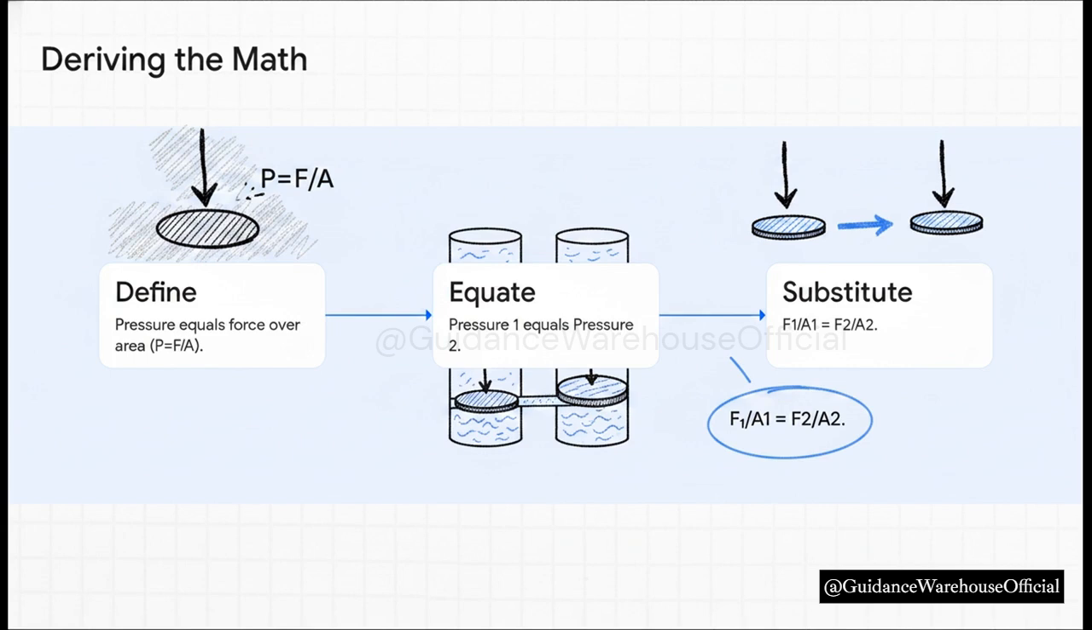Step 2. Thanks to our buddy Pascal, we know that if we have 2 pistons in a closed system at the exact same height, the pressure at piston 1 is identical to the pressure at piston 2. They are perfectly equal because, remember that magic word, the pressure is undiminished. Step 3, we just plug our definition of pressure right into that equality. So the force at piston 1 divided by its area absolutely must equal the force at piston 2 divided by its area. Boom. F1 over A1 equals F2 over A2.